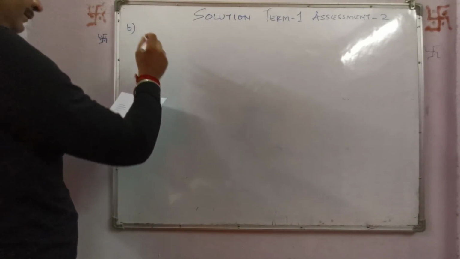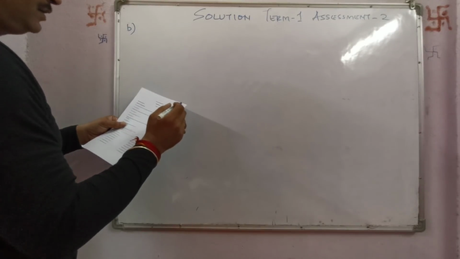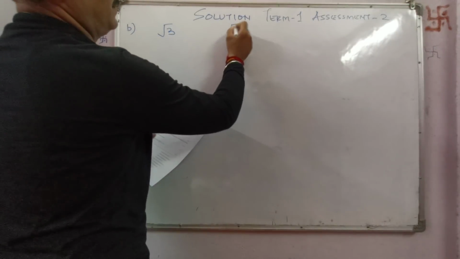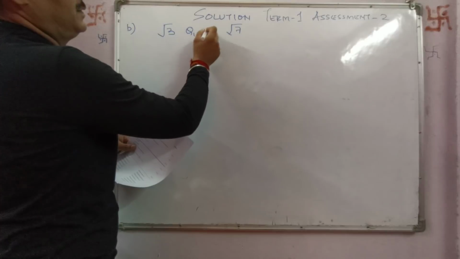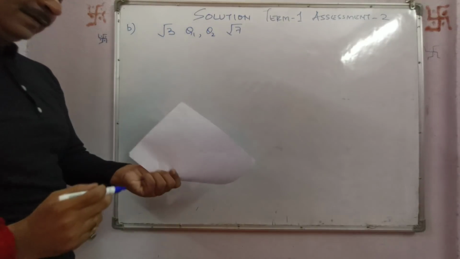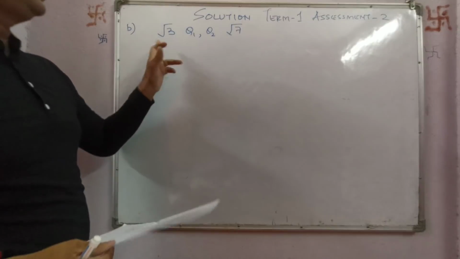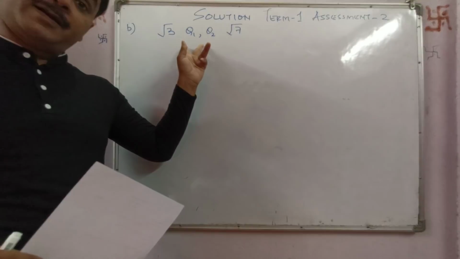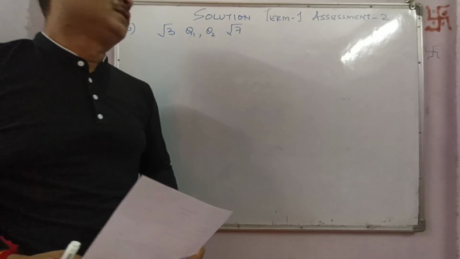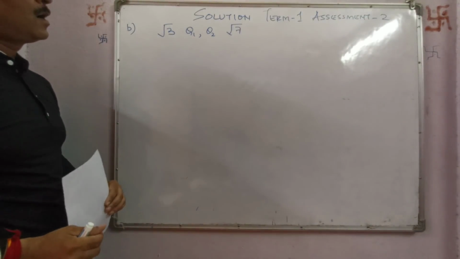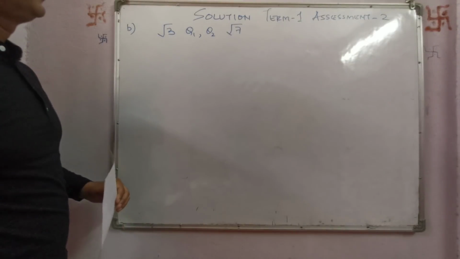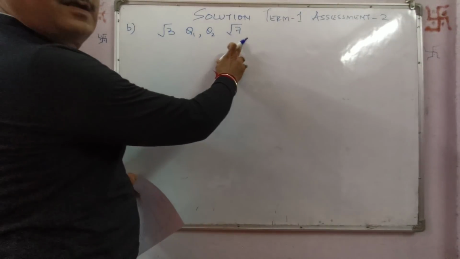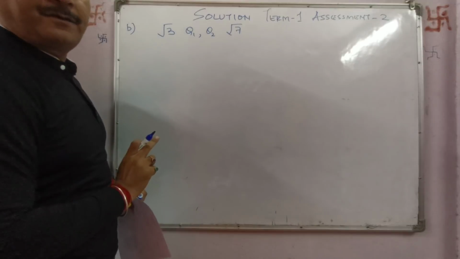Now B part. You have to insert two rational numbers between root 3 and root 7. We have to insert two rational numbers. Now we all know that root 3 and root 7 are irrational numbers, but we need to insert a rational number between these two numbers. So what should we do? Okay, now we will find a number between 3 and 7 which is a perfect square.